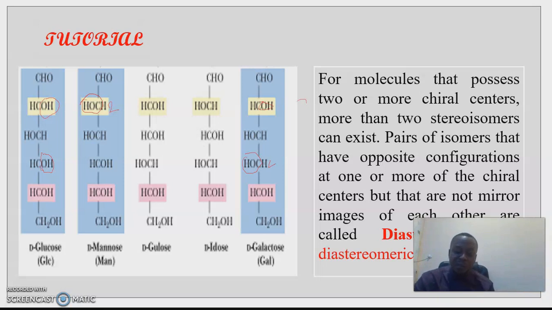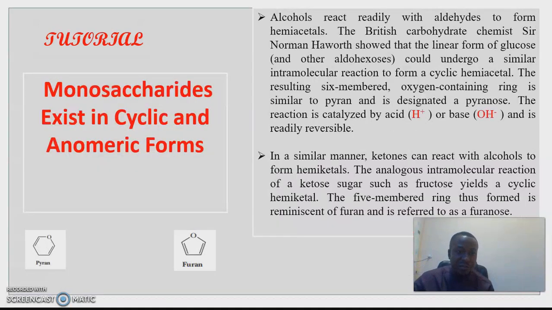Now for molecules that possess 2 or more chiral centers, more than 2 stereoisomers can exist. Pairs of isomers that have opposite configuration at 1 or more of the chiral centers but are not mirror images of each other are called diastereomers, which I've actually explained.